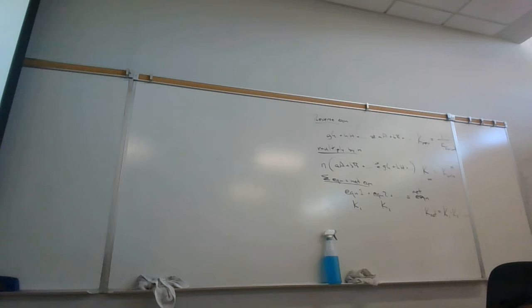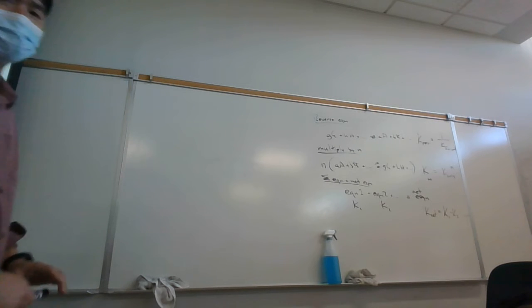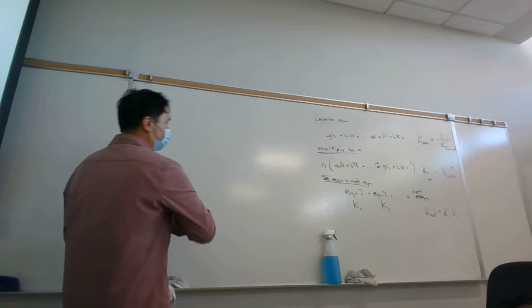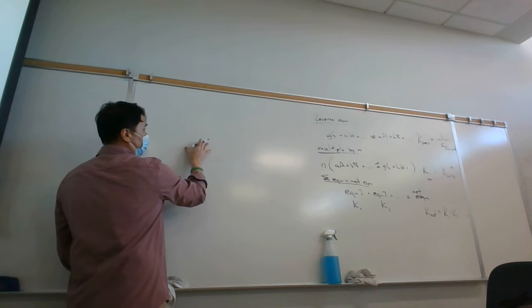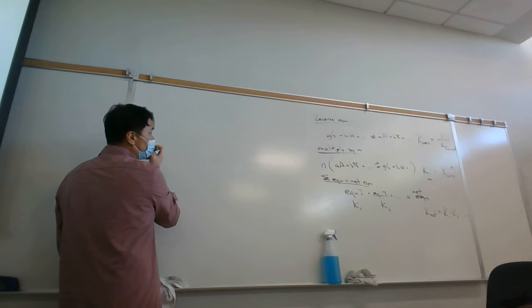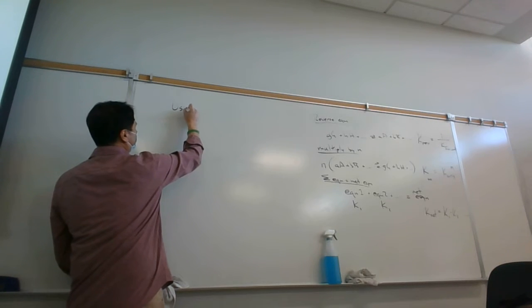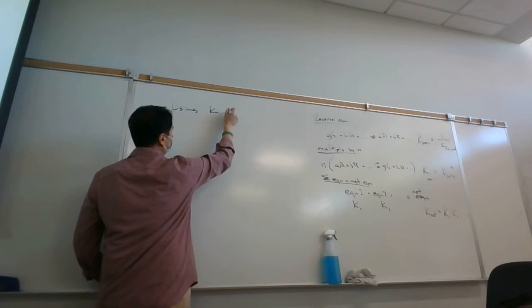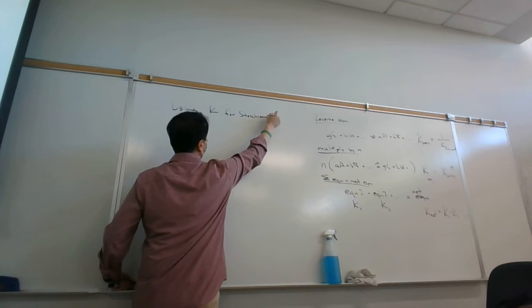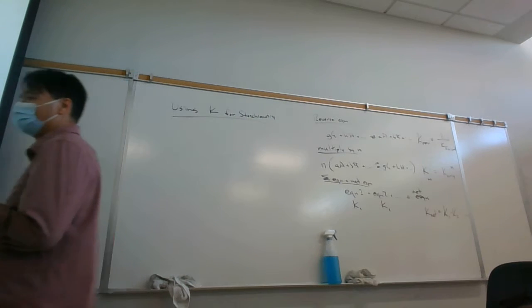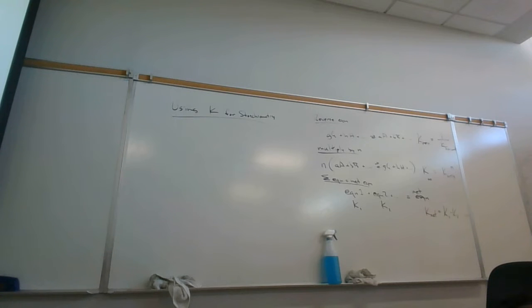So what we're going to do is I'm going to skip doing any examples of this. You can see it in the book, but I think it's fairly straightforward. What we're going to do is use K for stoichiometry calculations. And so this is an application of K. So using K for stoichiometry. So let's take a look at some data.